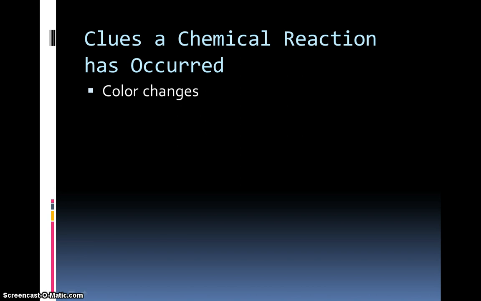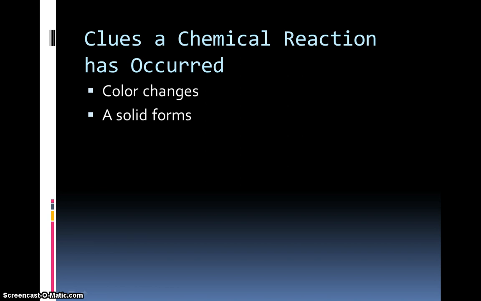However, if I put something red into a solution and it turns pink, or purple, or blue, or yellow, that is a significant unexpected color change. So your color change needs to be definitely unexpected and dramatic. So that would be a sign a chemical reaction has occurred.